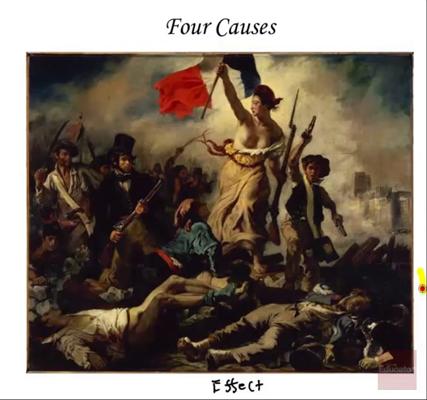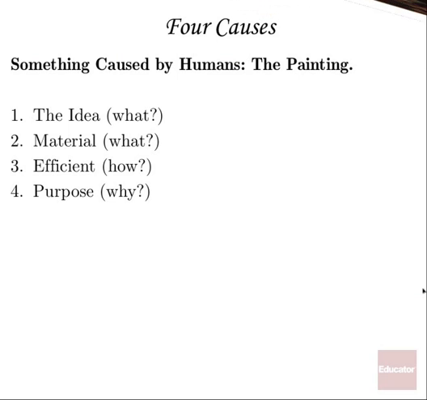So what's going on here? Well, it's a wonderful painting. And let's discuss this painting as the effect in relation to those 4 causes I just talked about. So, again, what was the idea for this painting? What is this painting made out of? How was Victory Leading the People made into a painting? And why bother with this whole painting with a French flag and some poor people with guns?